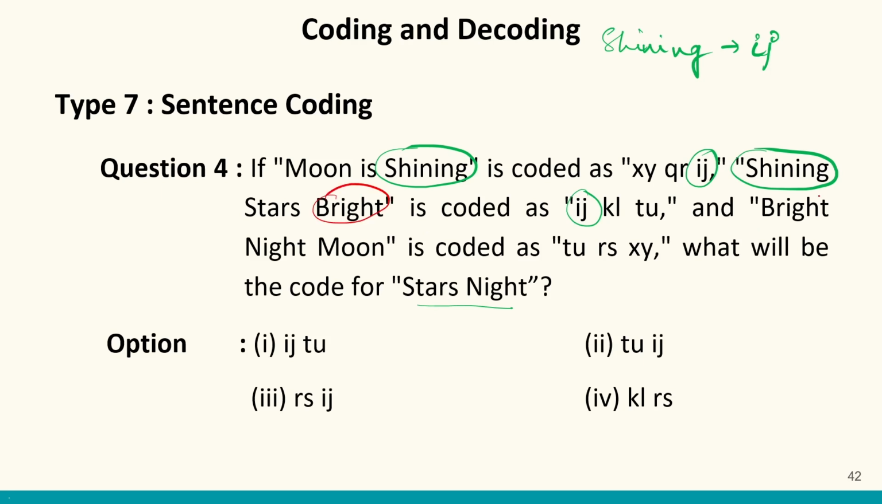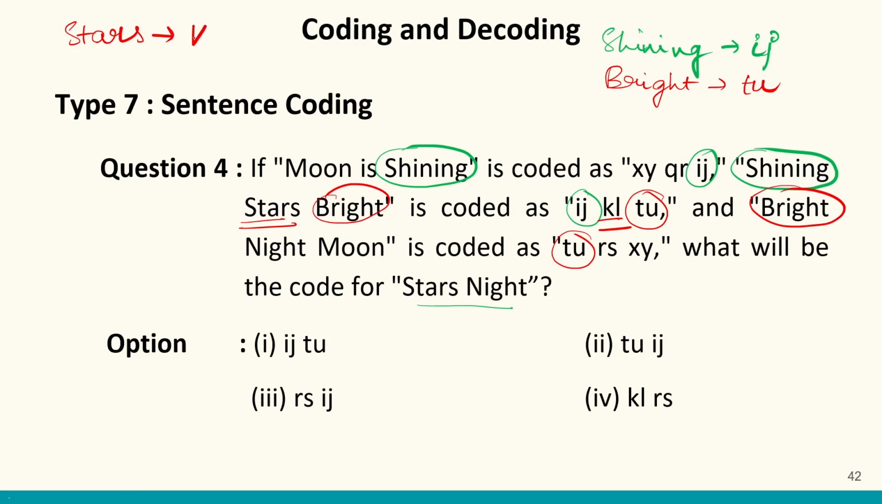Bright is the only common word. The code is IJKLTU and TURSXY. So TU is the only common code. So bright will be coded as TU. Right? In this sentence, shining stars bright. Stars is the only word remaining which does not have a code yet. And the code KL is the only code which does not have a corresponding word yet. So stars will be coded as KL.